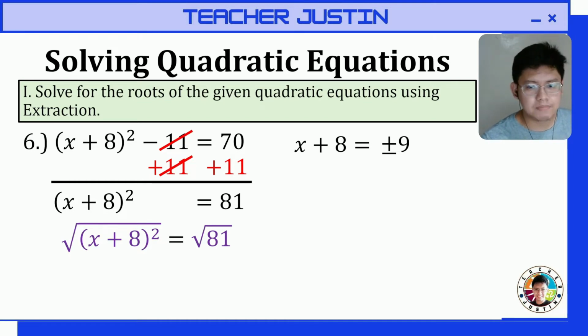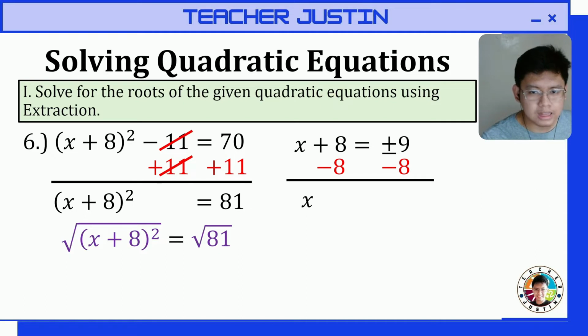Then, ang next step natin is kailangan nating matanggal tong positive 8. So, anong opposite ni positive 8? Siyempre, ang opposite niya is negative 8. So, we have to subtract both sides by 8. So, para ma-cancel out yung constant natin na 8. So, matitira sa left side will be x. Yung 8 natin, maka-cancel out na siya.